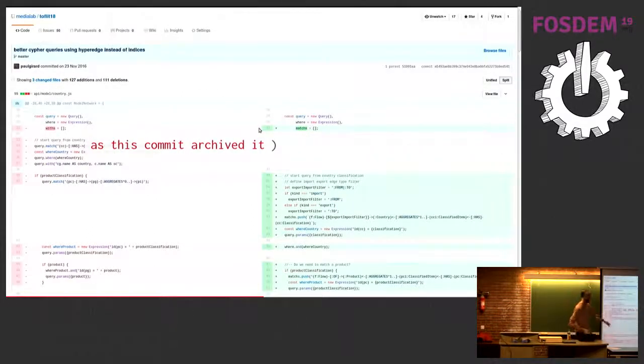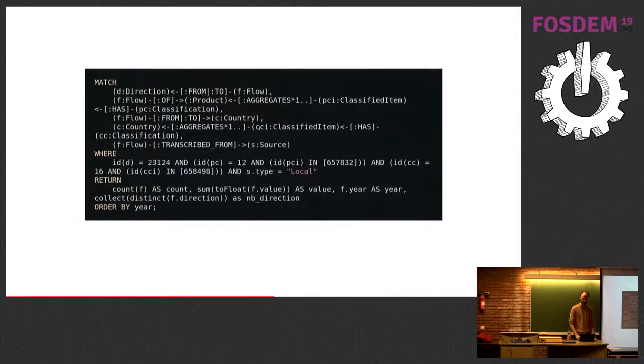And this commit actually archived this moment of glory, of revelation, because we changed all our query planner using hyperedge. What is hyperedge? I mean, you just have to do it right, basically. So basically you do a match, and your match has to declare the whole route to the central hyperedge flow nodes. And you just pile them.